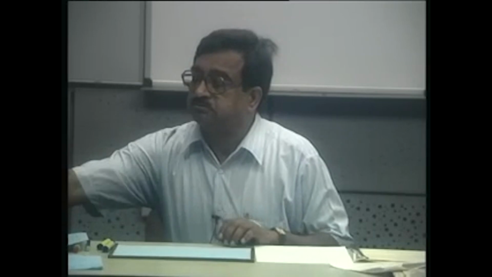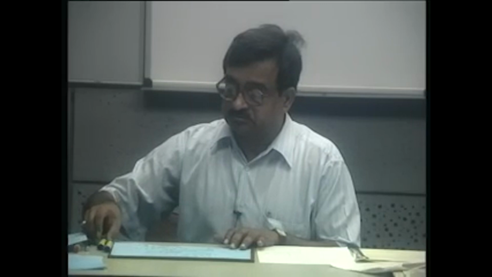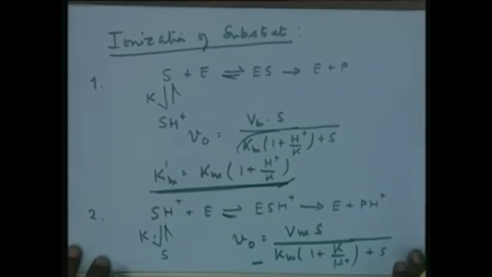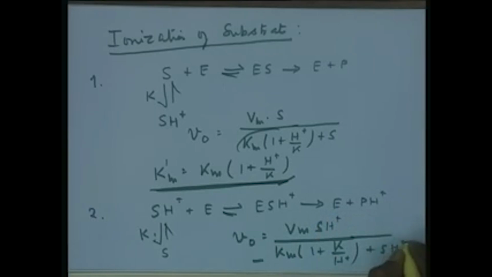So, the second expression that we have derived, won't S be replaced by SH positive? Which one? You are saying V naught is equal to Vm S over Km plus 1 upon K plus H negative. No, essentially in this case, yes, you are right, we should consider S as SH positive, because that is the form of substrate concentration which is essentially the total substrate concentration for all practical purposes. You are right.